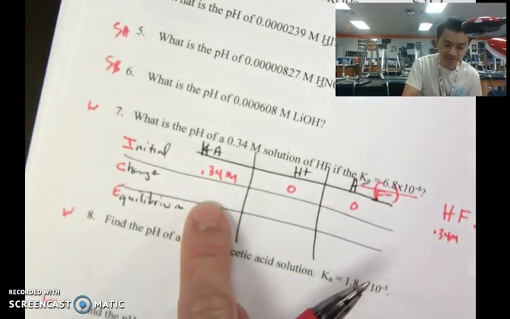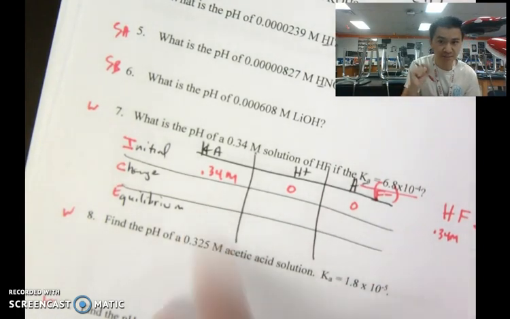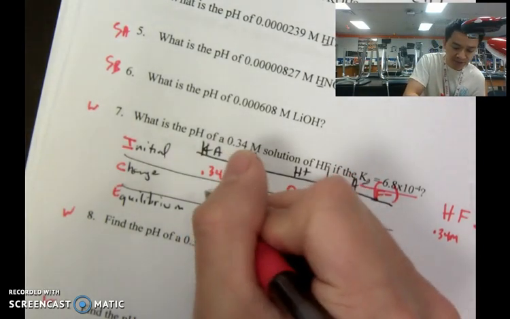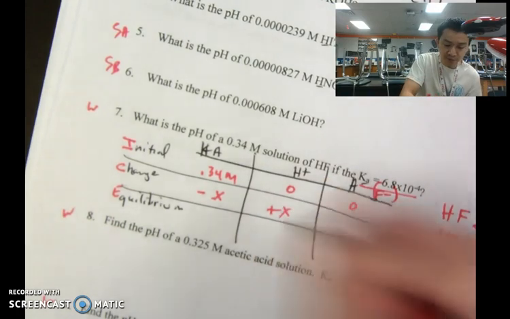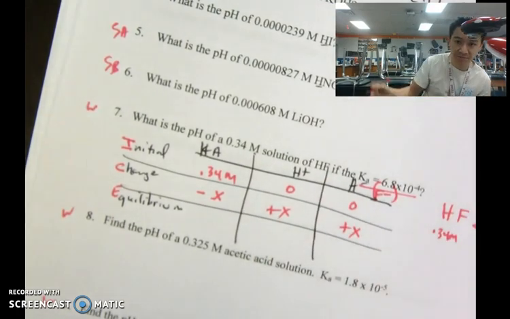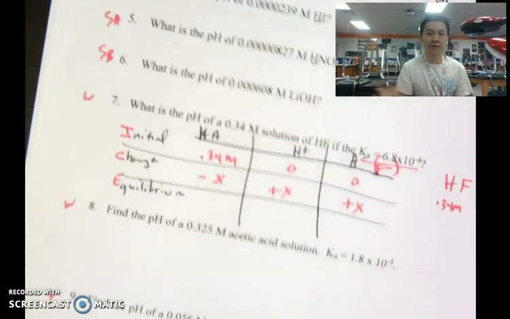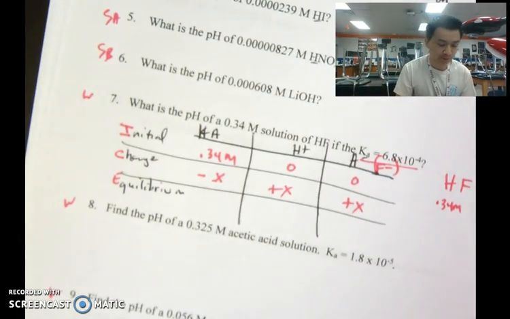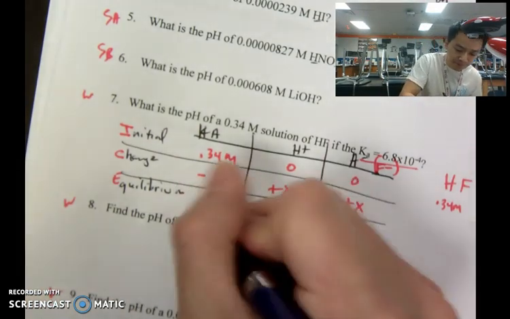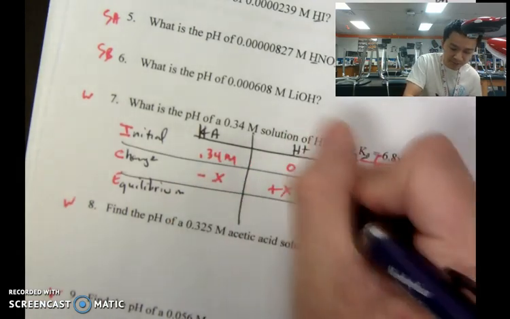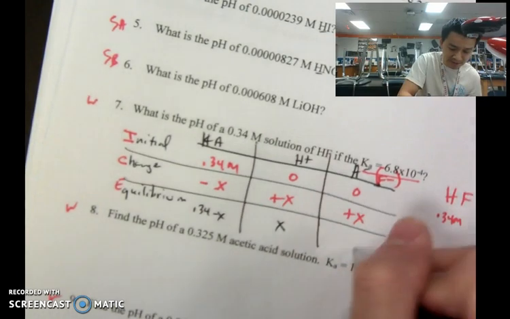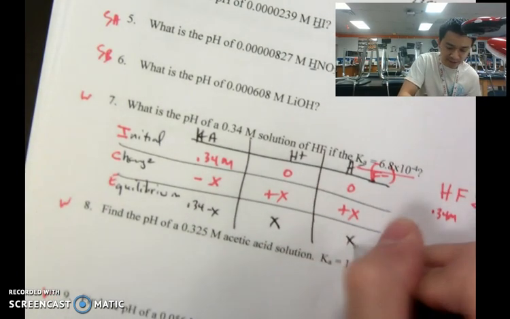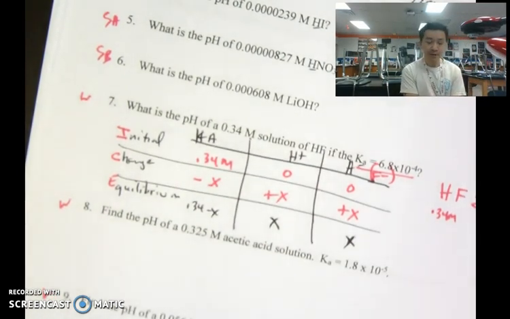The change, we don't know. It's very small, so we don't know. The change of this, HA, is going to subtract by X. Okay? And H plus, we're going to add X. We don't know how much. So in math and anything, if we don't know, we give it a variable, and this variable is X. Okay? And so now we take this equilibrium, you add up those two columns. 0.34 minus X. This is X, this is X. F equals X, H equals X. Okay?